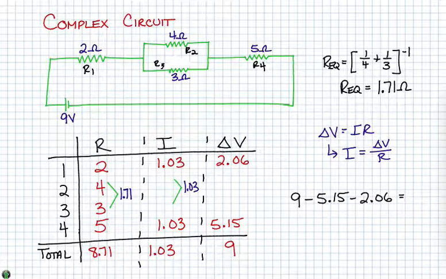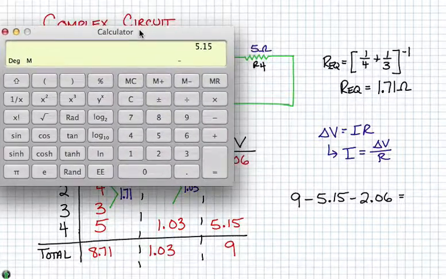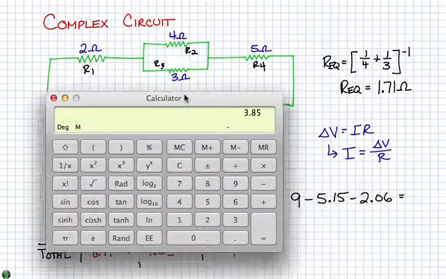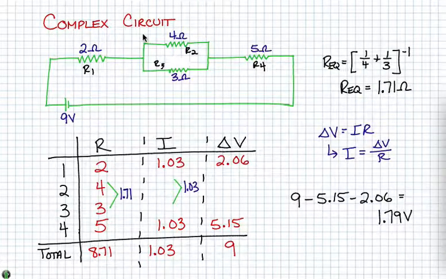So if we pull in the calculator again, 9 volts is what I'm starting with. 5.15, I have to make sure I have that in order to get through this resistor over here, which is resistor 4. I'm going to subtract from that the 2.06 volts that it's going to cost me, so to say, to get through resistor 1. So if I subtract 2.06, what I'm left with is 1.79 volts. So 1.79 volts is what I have left over to spend, so to say. Electrons aren't spending money or anything, but you have this many volts left over to spend through this section.